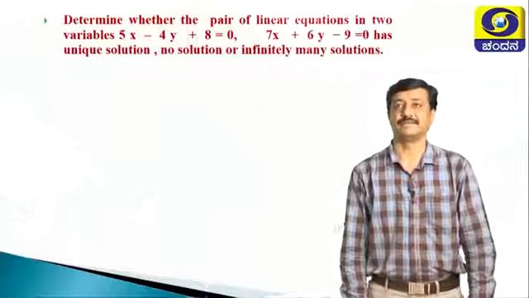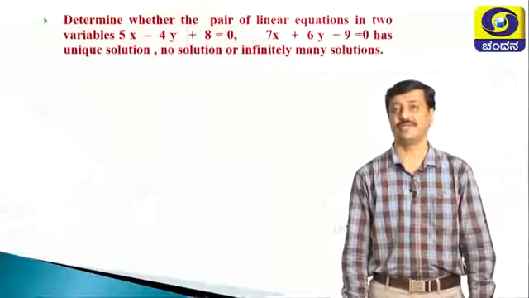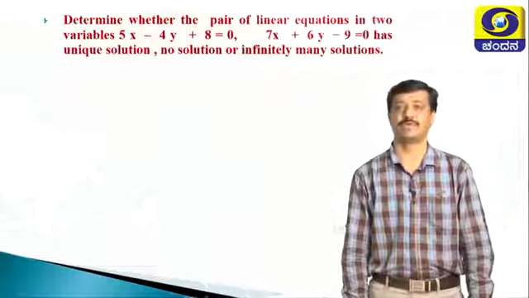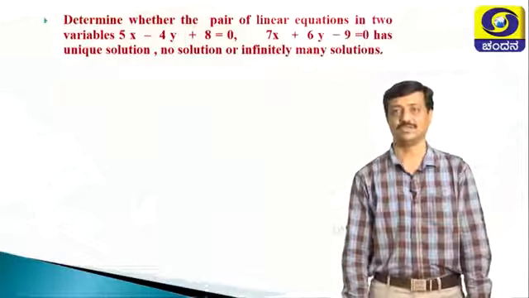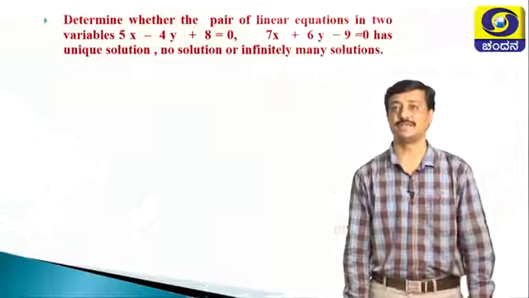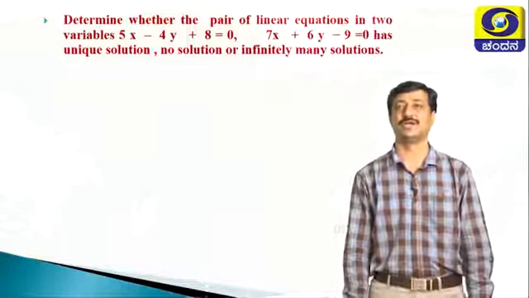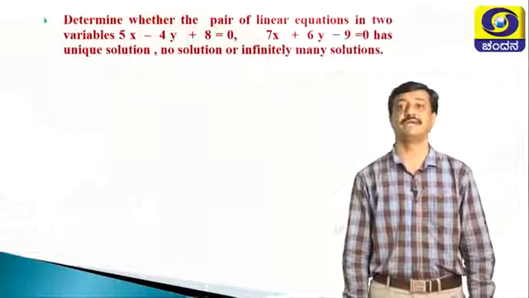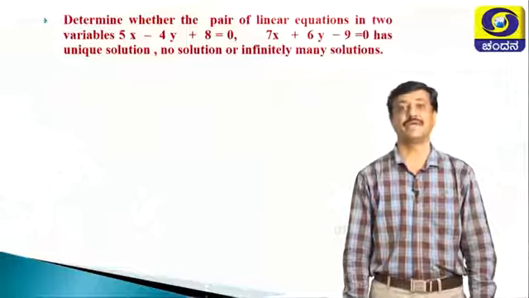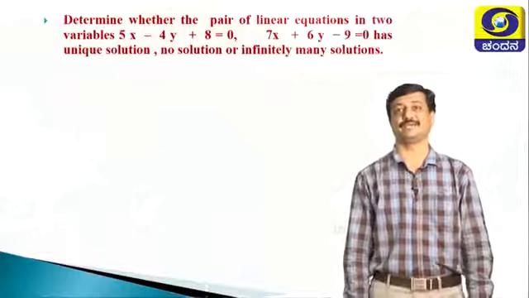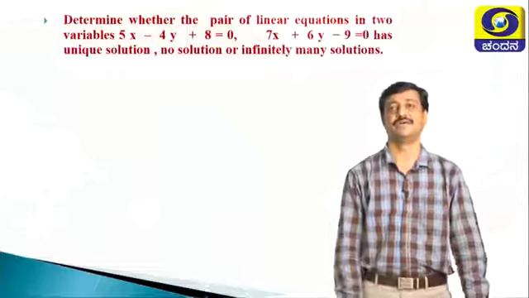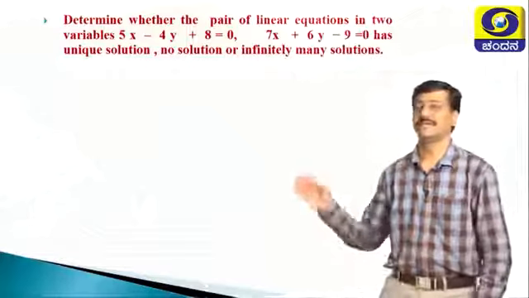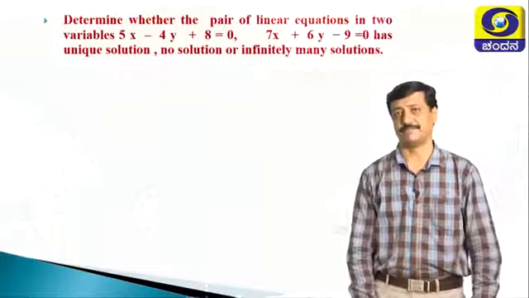Determine whether the pair of linear equations in two variables 5x minus 4y plus 8 equal to 0, 7x plus 6y minus 9 equal to 0 has a unique solution, no solution, or infinitely many solutions. We have to determine the type of solution for the given pair. Here, first we have to compare the given pair with the standard form.